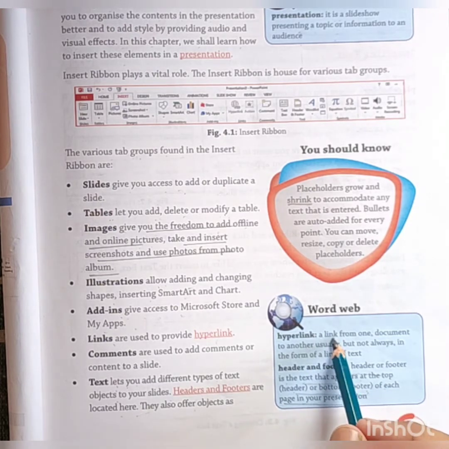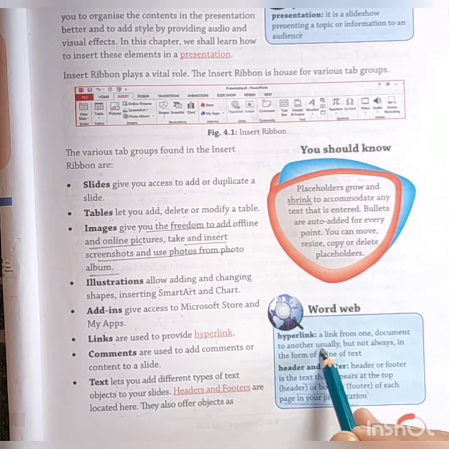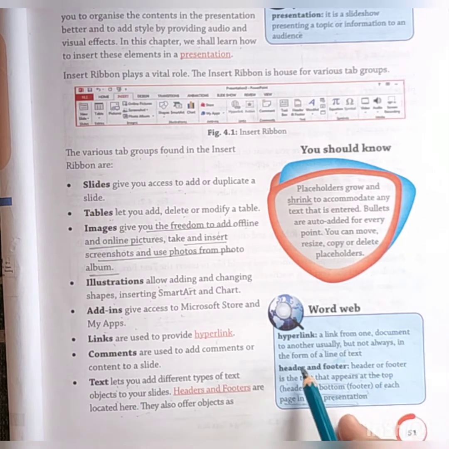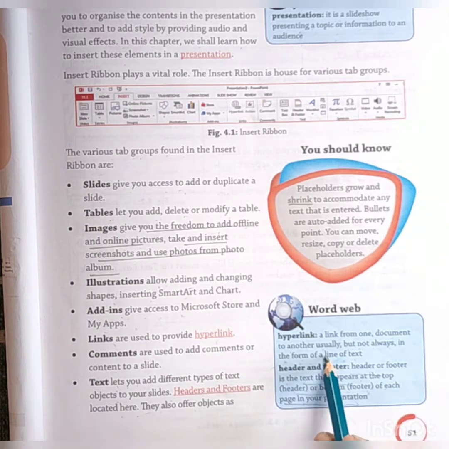And hyperlink, what is hyperlink? A link from one document to another, usually but not always in the form of a line of text. So we have seen in the internet, when you use the internet, we click. Internet is nothing but hyperlinked pages. Each page is linked to another page. If we click, it will open another page. Again, if we click, it will open another page. So it is the hyperlink portion.